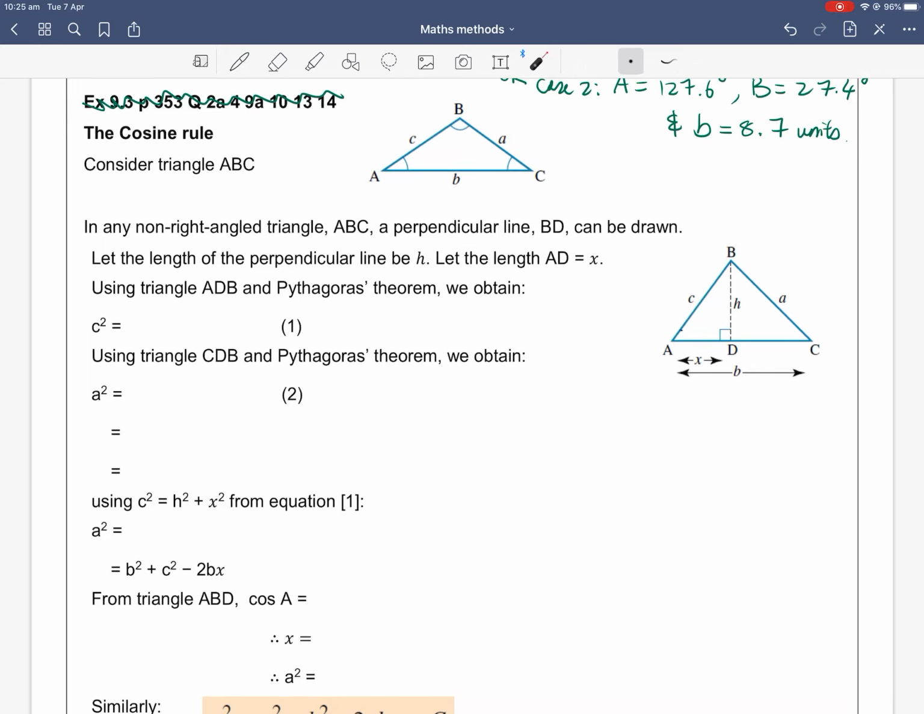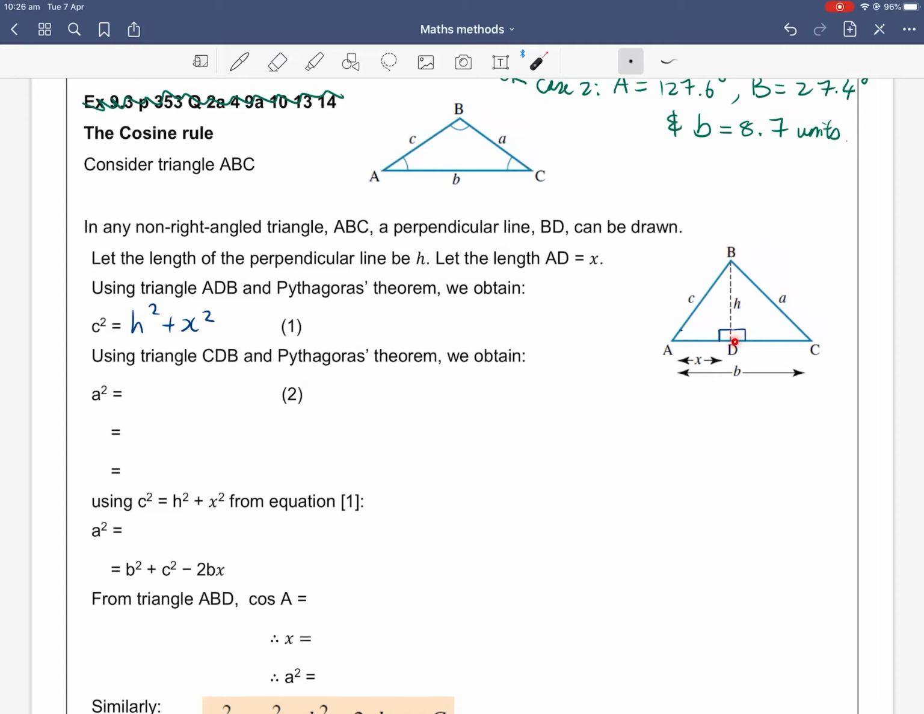Because we have a right angled triangle, we can use Pythagoras or SOHCAHTOA. In particular, if we focus on the left triangle ABD, we have the hypotenuse c, because that's the side which is opposite angle C. We have the perpendicular height H, and we define the length AD to be x. So if we use Pythagoras, which says the hypotenuse squared, so c squared, is the sum of the squares of the other two sides, it is equal to h squared plus x squared.